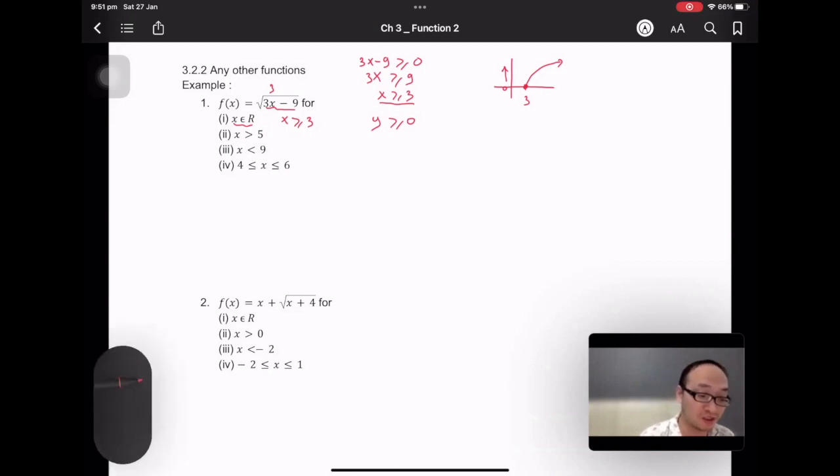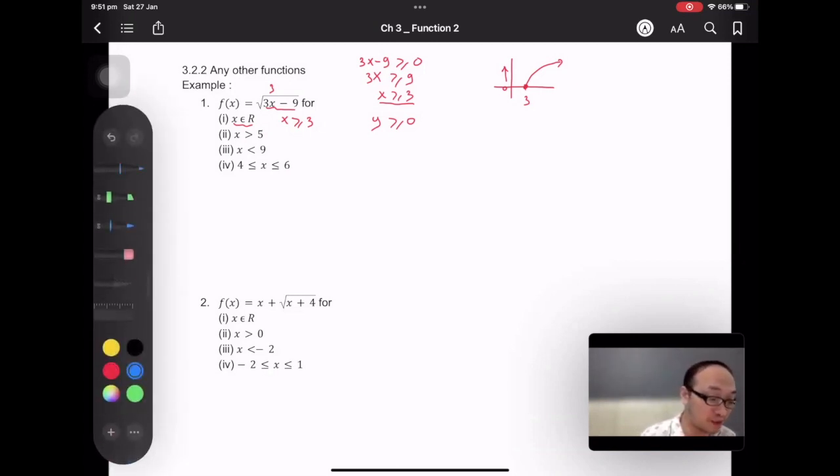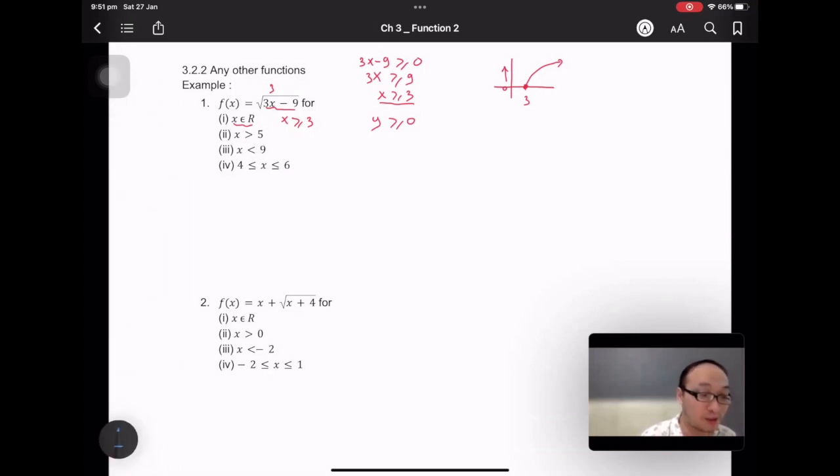That's the first one. How about the second one? x greater than 5. This is a one-to-one function, so this one will be easy because f(5) equals 15 minus 9, so it's the square root of 6. When I have 5 here, it will be the square root of 6, exclusive, and it's continuing to the right, up to infinity. So we can say that the range will be y is greater than the square root of 6.